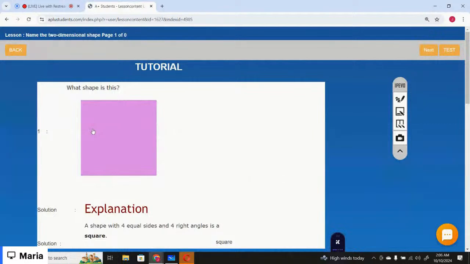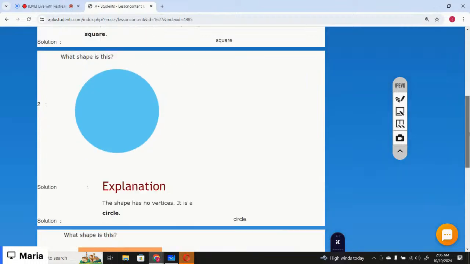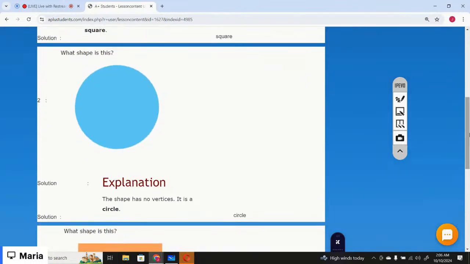That is a square, right? All four sides are exactly equal and they all are right angles, so that is a square. Got it? So square has all four sides and all four angles, they are right angles, they are exactly equal. What shape is this? Yes, circle it is, right? That's a round shape, so that is a circle. Got it?